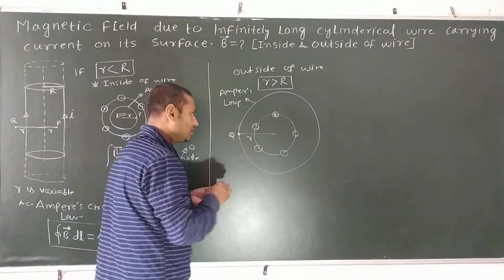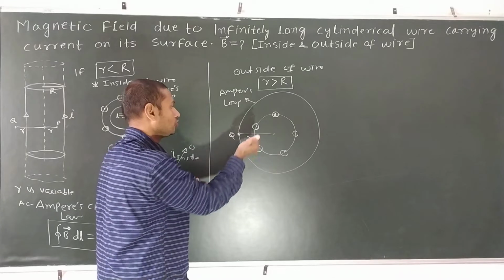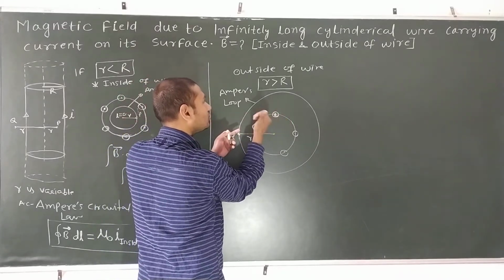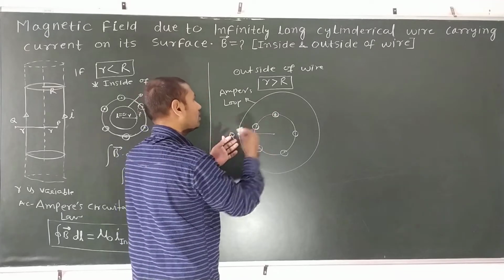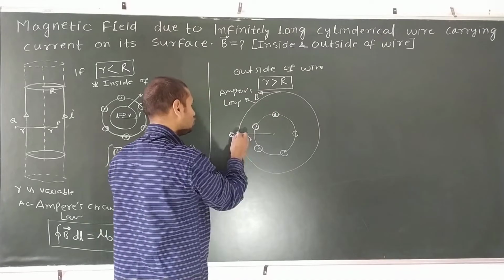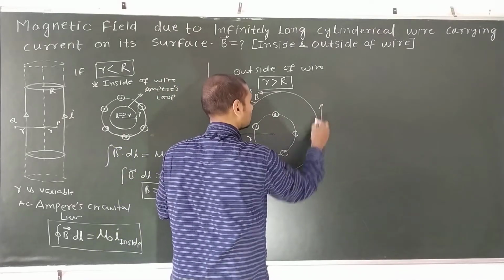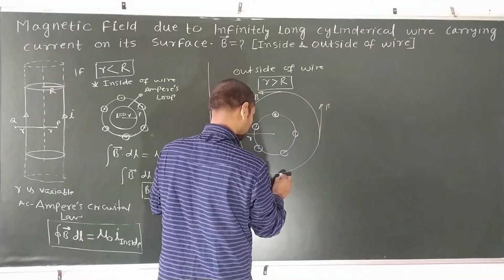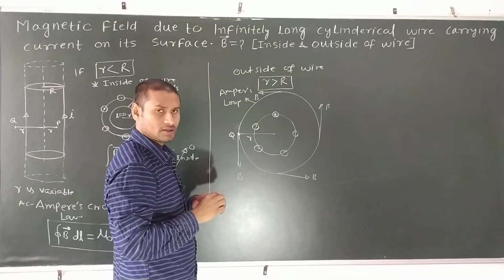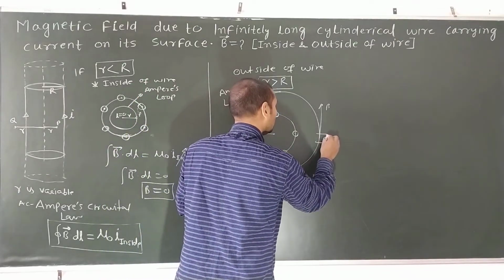If the current is going outside, then according to the right hand thumb rule, we put our thumb in the direction of current and our four curling fingers give the direction of the magnetic field. So here the magnetic field will be tangential. We consider the magnetic field as tangential, and we cut a small distance dl on that loop.